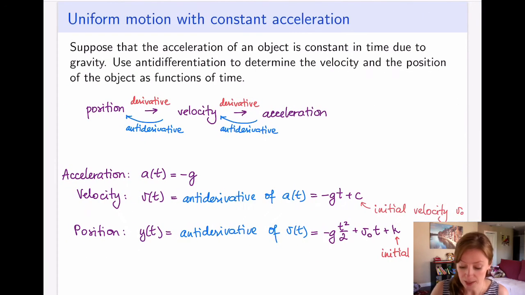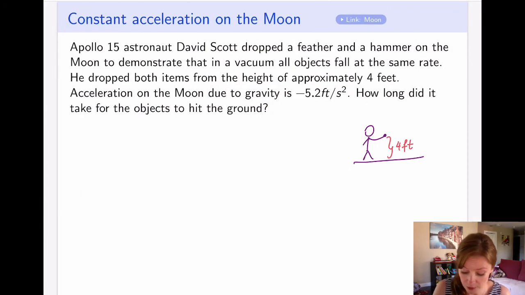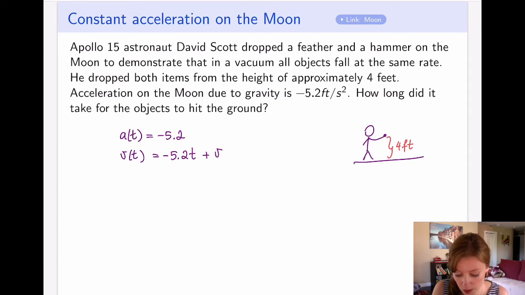So as in the previous derivation, nothing has changed here except for the gravity constant is different, but we will start with the acceleration, which is minus 5.2, and we should move in to the velocity function, which we then know to be minus 5.2t plus the initial velocity. Now we saw that the astronaut was not throwing the objects onto the surface of the moon, but was rather just dropping them. So initial velocity in this case will be 0.